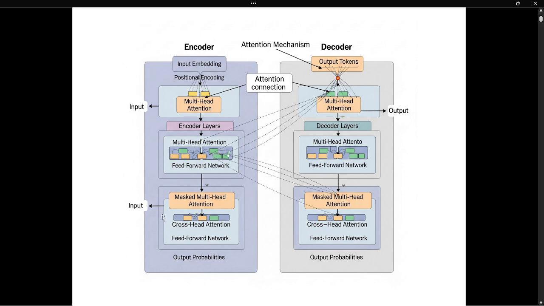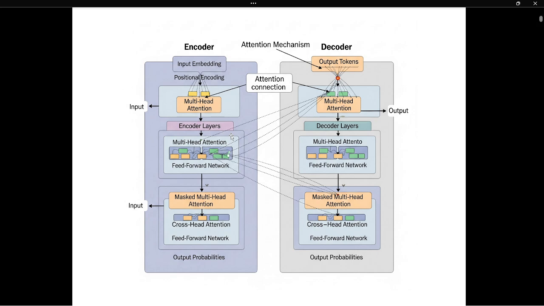And then we have the final step. The decoder output goes through the softmax layer and picks the most likely next word. The word is fed back into the decoder, and the process repeats until the whole sentence is generated. So that is the architecture of our transformer.